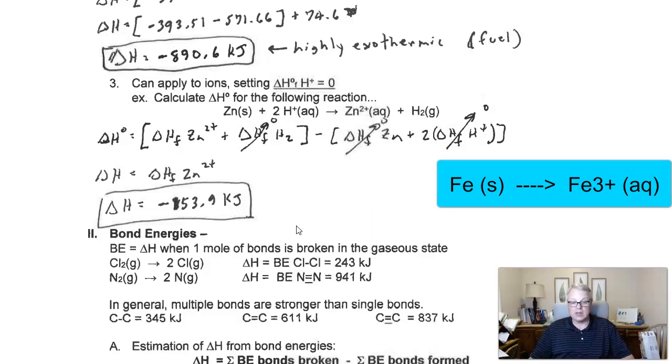Is that oxidation or reduction? It's oxidation. Oxidation is a loss of electrons or an increase in oxidation number. What do we know about redox reactions? Well, anytime you have oxidation, you have to have reduction, see? So that means there's another reaction going on along with that.